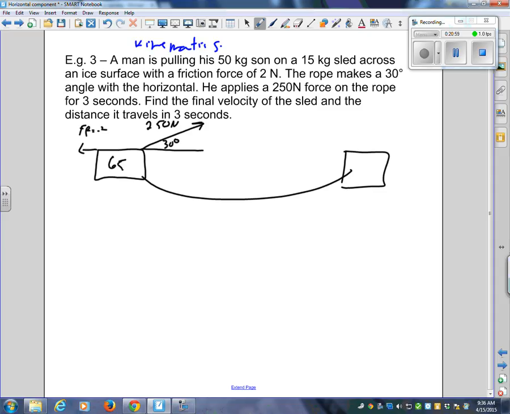Okay, so are we going to do the steps that we just did? Yeah. Absolutely. Let's do those steps. Find the horizontal component. 250 cos 30. Okay, you're not writing anything down there. What's going on? Oh, yeah? I'm still getting that. 216.5. 216.5, Graham?